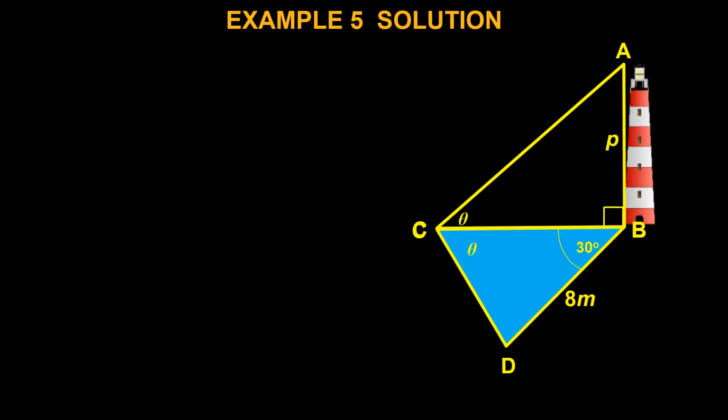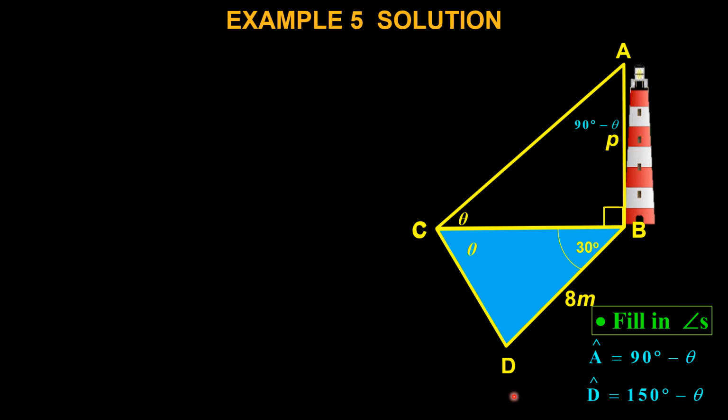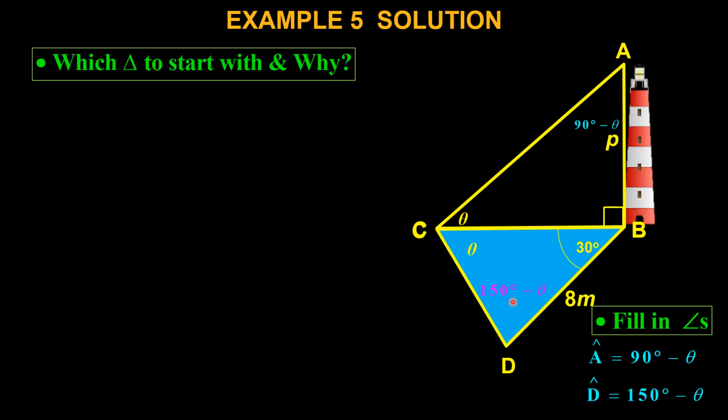Now let's consider the solution there. There's our diagram with all the given information. No need to redraw. The triangles are clearly visible. There's no overlapping, so we don't have to redraw. Fill in the missing angles that's possible. We can find angle A, which is 90 minus theta, inserted there. We can find angle D, sum of the angles of a triangle, which is 180 minus theta, and we insert it there. Which triangle do we start with? We take the one with a length, and there we've got a length of 8, so rather use this one. So we're going to start with this.